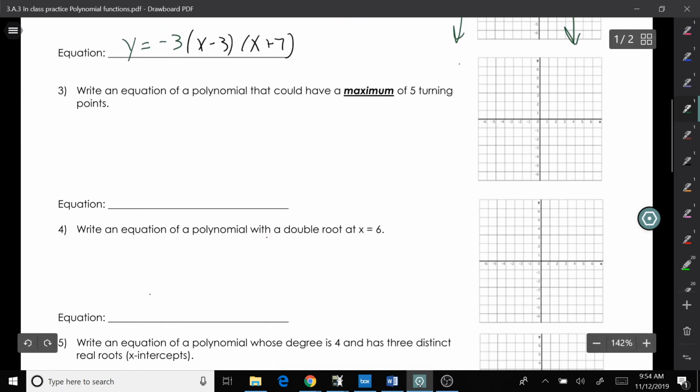Let's look at the next one. Write an equation of a polynomial that could have a maximum of 5 turning points. So remember, turning points are when the function changes from increasing to decreasing. If we were to draw this out, we would have to have like 1, 2, 3, 4, 5, something like that.